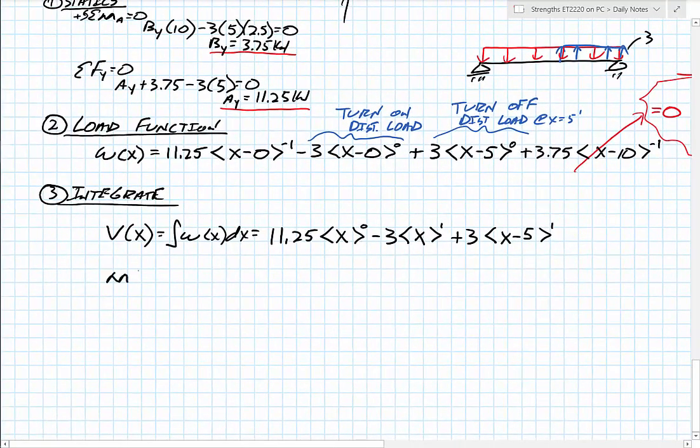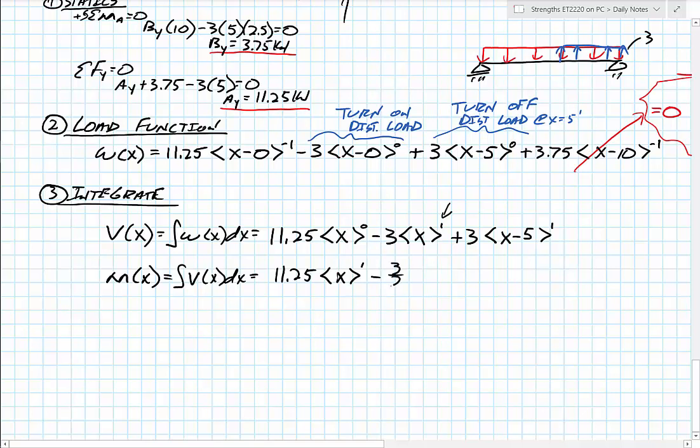Now my second integration is the moment. So this, of course, is the integral of my shear equation that I just came up with. So integrating that, I have 11.25 x to the first power minus, now I am in the positive realm for my exponent, so this would be minus 3/2 x squared, and then plus, to turn it back off, 3/2 x minus 5 squared.